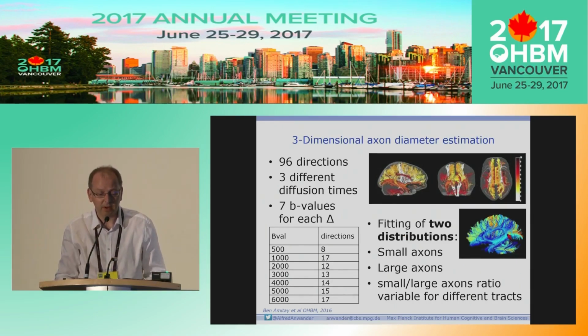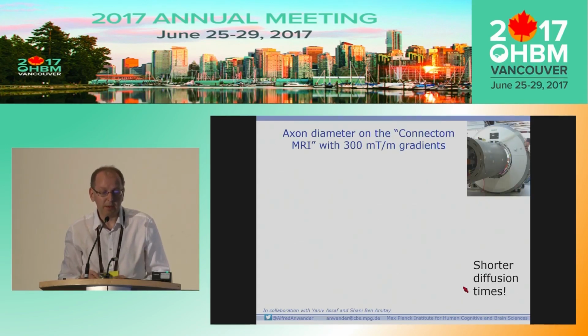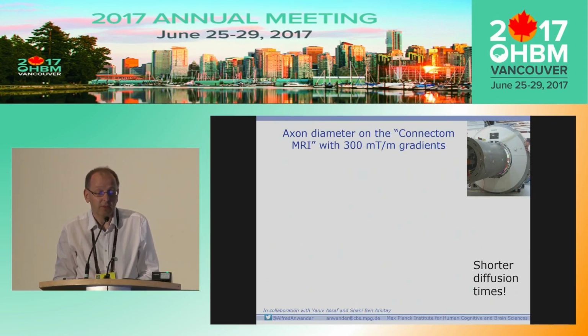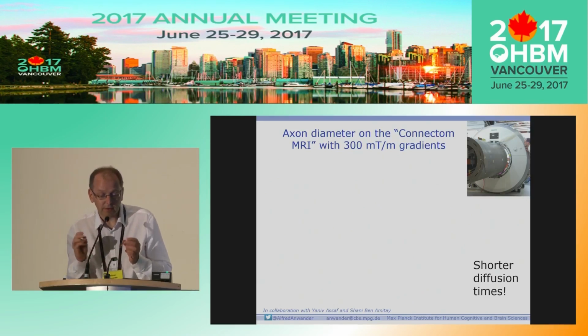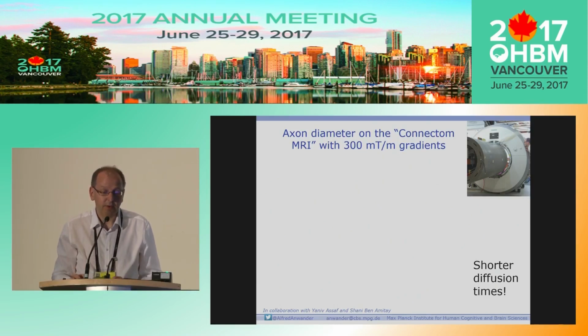And we get this ratio between small and large axons, and we see smaller axons in the lateral side and larger axons here in the cortical spinal tract. So we repeated the same experiment on our new Connectome scanner, like the one which was installed some 5 years ago in Boston. There were 2 new systems installed last year in Europe, one in Cardiff and one in Leipzig. And these stronger gradients, as we saw this morning in the talks, give us shorter diffusion times and give access also to the smaller axonal diameters.